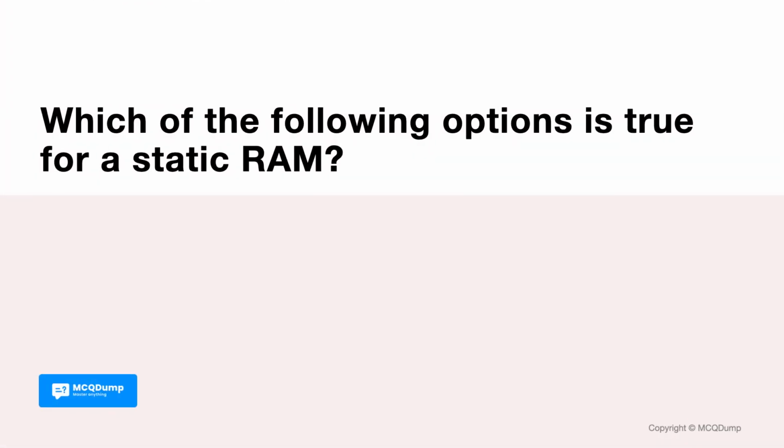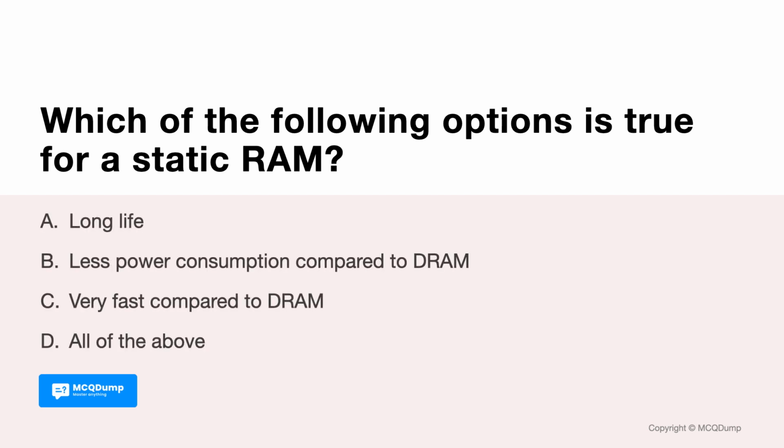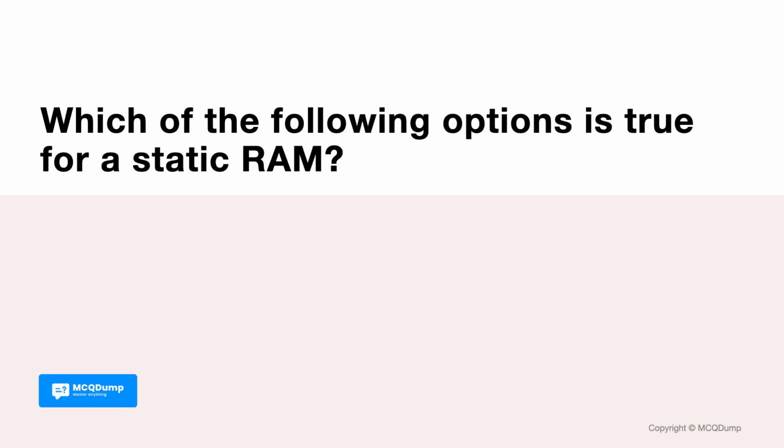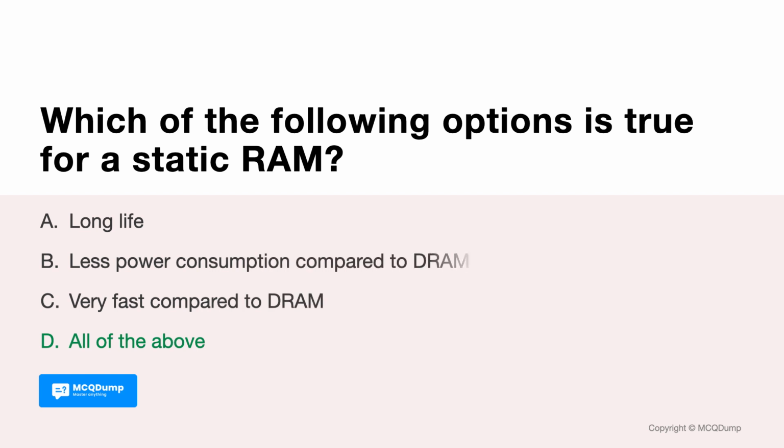Which of the following options is true for a static RAM? Options are A. Long life, B. Less power consumption compared to DRAM, C. Very fast compared to DRAM, and D. All of the above. Answer is D. All of the above.